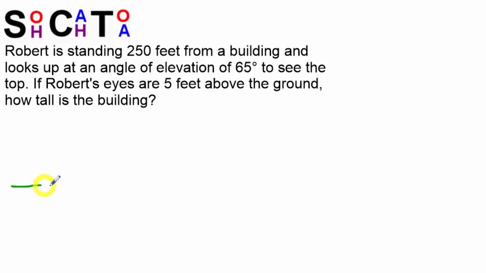So let's pretend that this right here is the ground, which means the building and Robert are on that ground. Let's draw the building. So let's pretend that this is our building that Robert's looking at. And it says that he's standing 250 feet away from that. So we go a distance away and we have Robert, he's over here. Now we know that one of the measurements we can label is the 250 feet. That would be the distance along the ground from the person to the building. So let's label that right away as 250 feet.